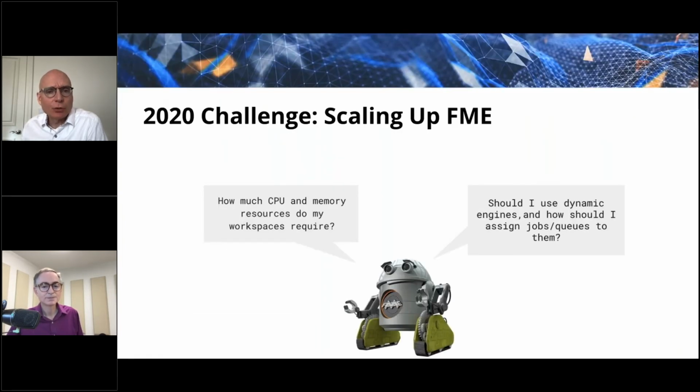In FME 2020, people would say, well, how much CPU and how much memory do I need for workspaces? When should I use dynamic engines? When should I add more engines or remove engines? In the past, the only way to do that with FME Server was to really look at all your log files, which is horrifically painful. And so for 2021, we've changed the game there.